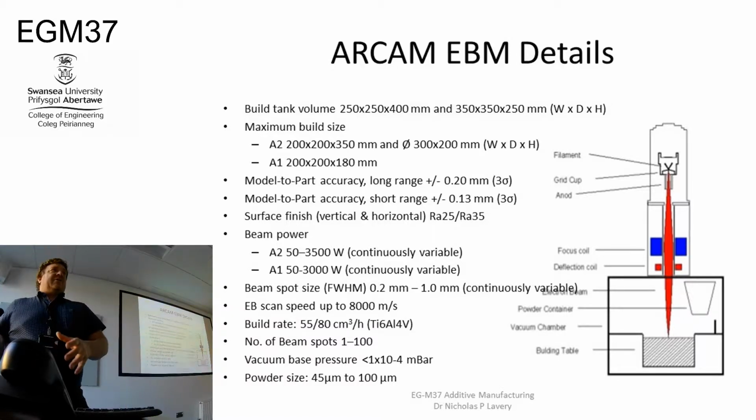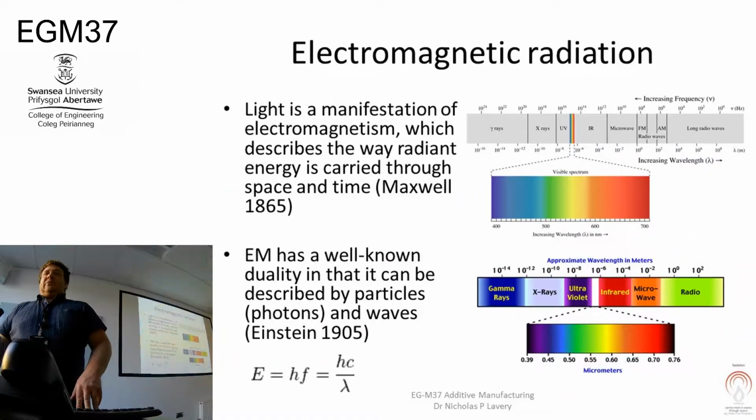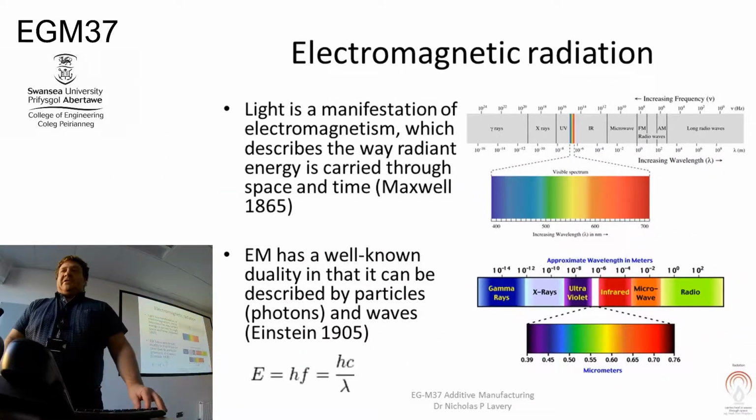It works under vacuum as well, which is the thing that Colin pointed out the other day when he was here. And because they work under vacuum, they have problems with being able to do very light materials like aluminium, which will vaporize under the electron beam. So here are some very basic slides.